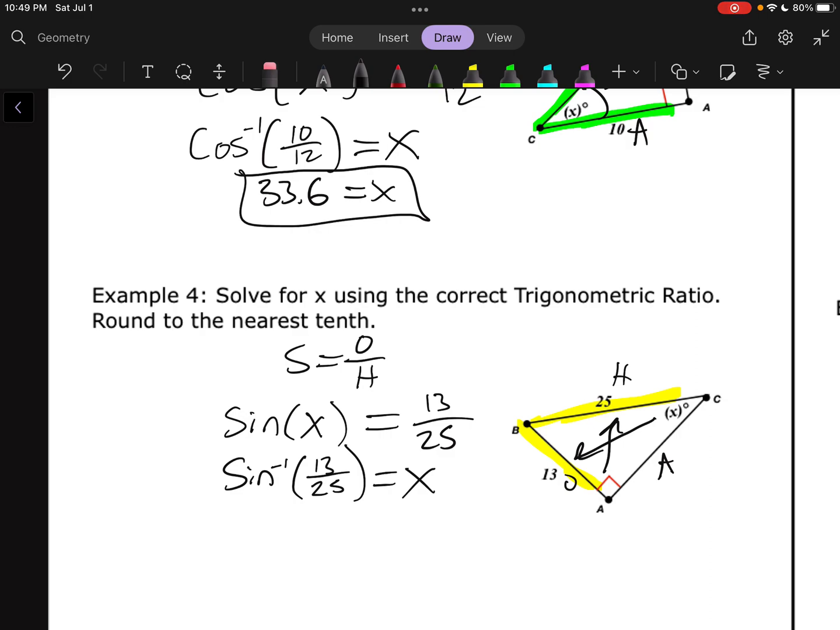Let's see here. I'm getting 31.3. So that angle is 31.3 degrees. Cool.